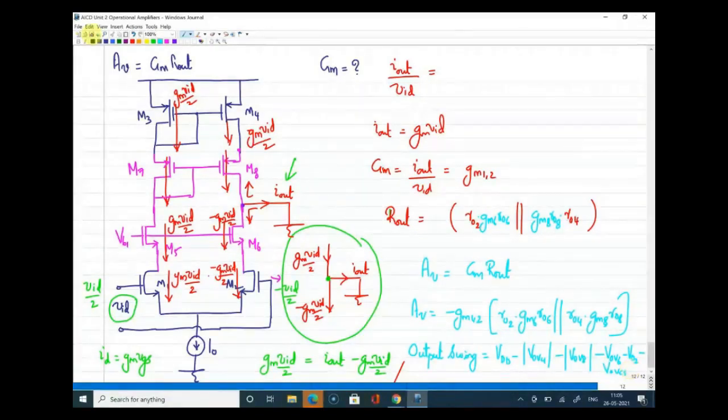All right, so that's all. This is a telescopic op-amp, which is single-ended. In the next class, we will look at the differential telescopic op-amp. So winding up the class for now. If you have questions, you can ask, and please do stay back.